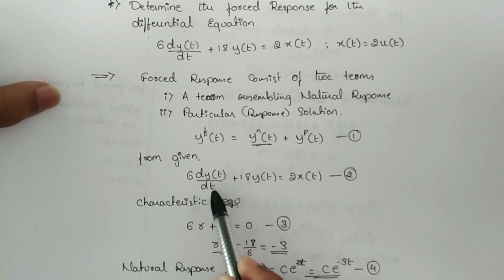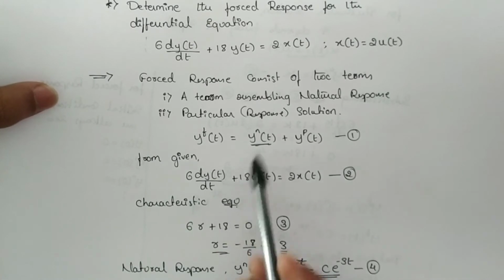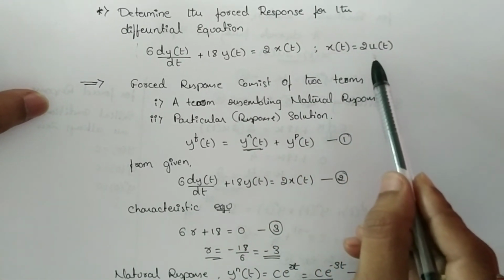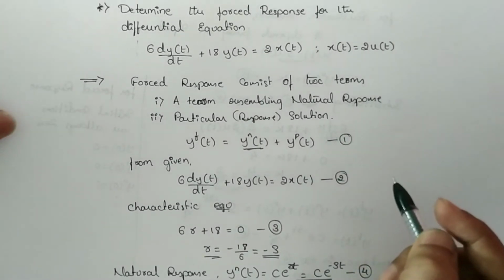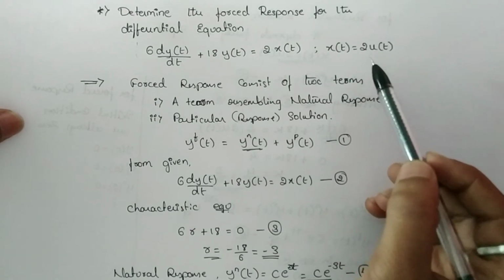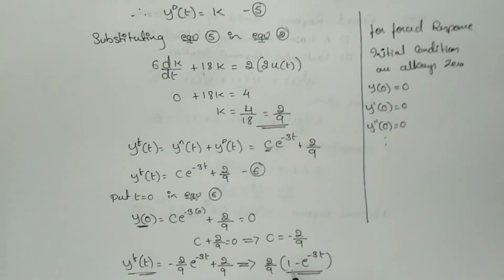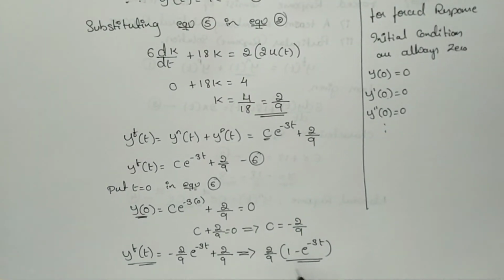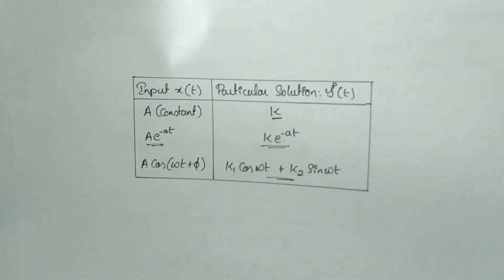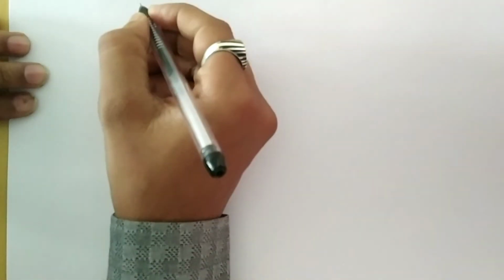6 times dy of t by dt plus 18y of t is equal to 2 times x of t, where the input x of t is given by 2 times u of t. Since in this problem we have taken the input as a constant, this is the answer that we got for a constant input. Remember, we have different particular solutions for different input cases. Let us consider the same problem.